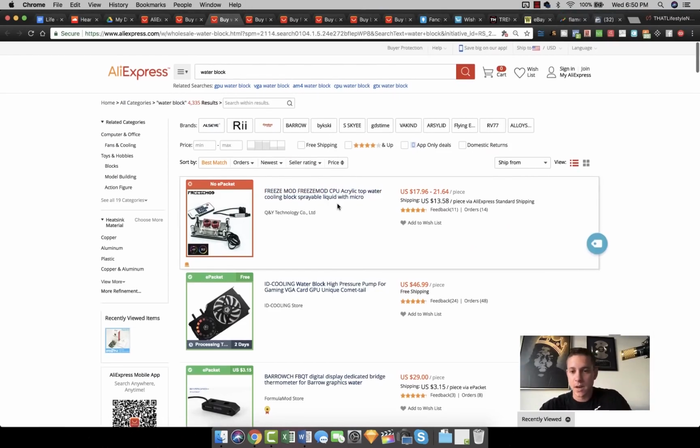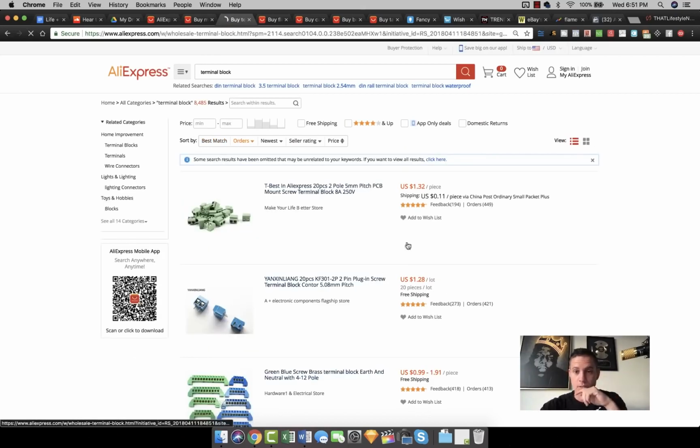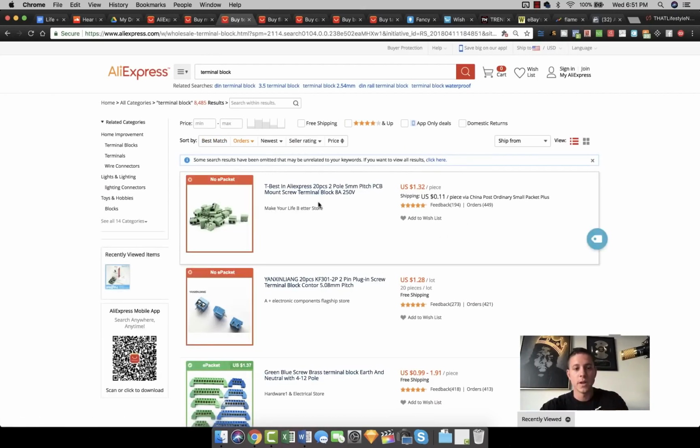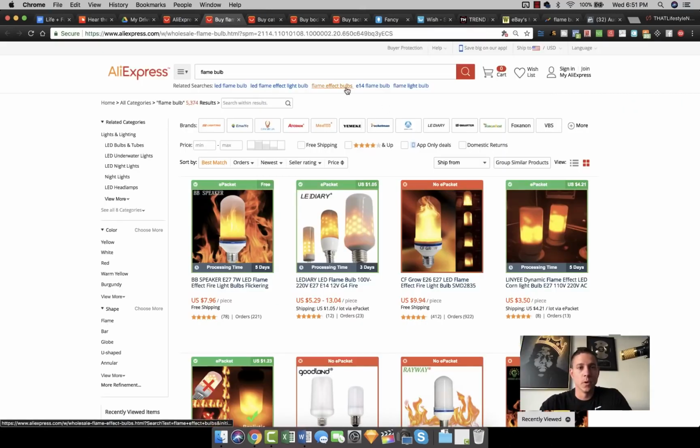And so what we see here is not a lot of orders on this one, on water blocks. It doesn't look like either, 449, but not a ton of orders on terminal blocks either. So obviously magnetic blocks is significantly more popular than the other two. And so this is definitely one that I would look into a little bit more.